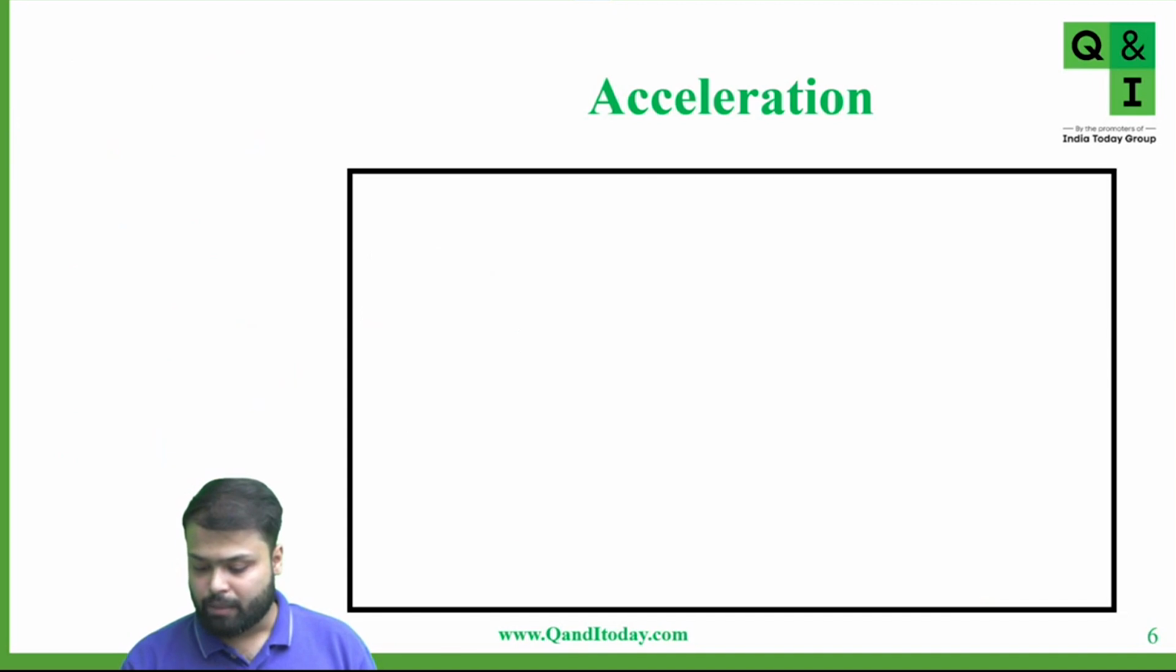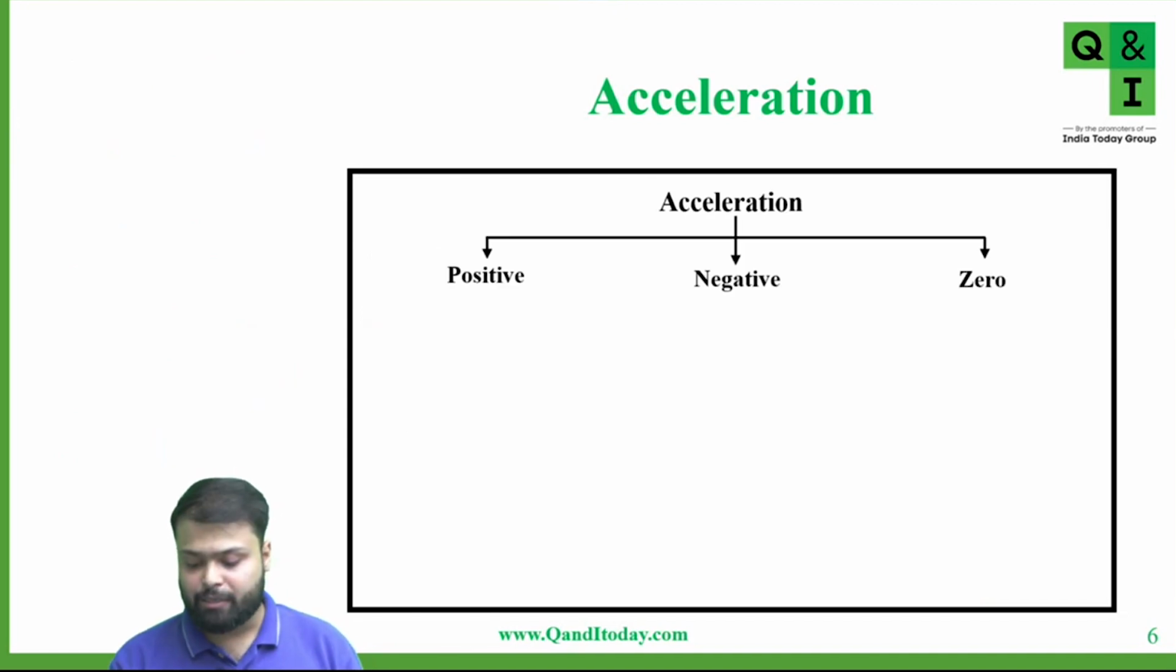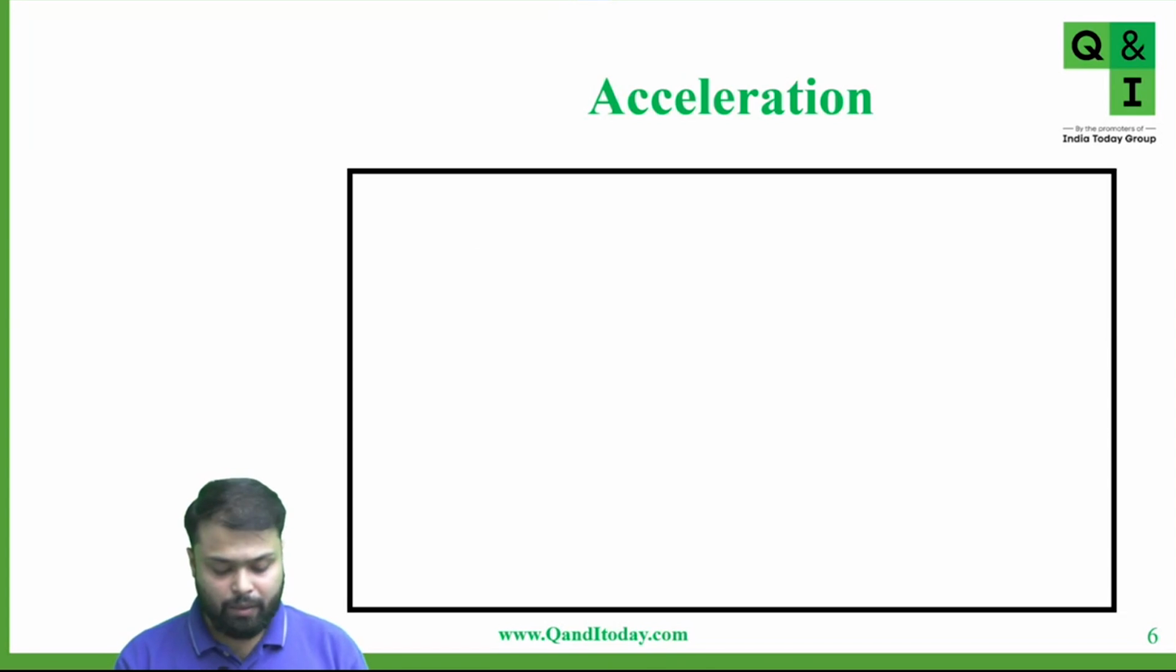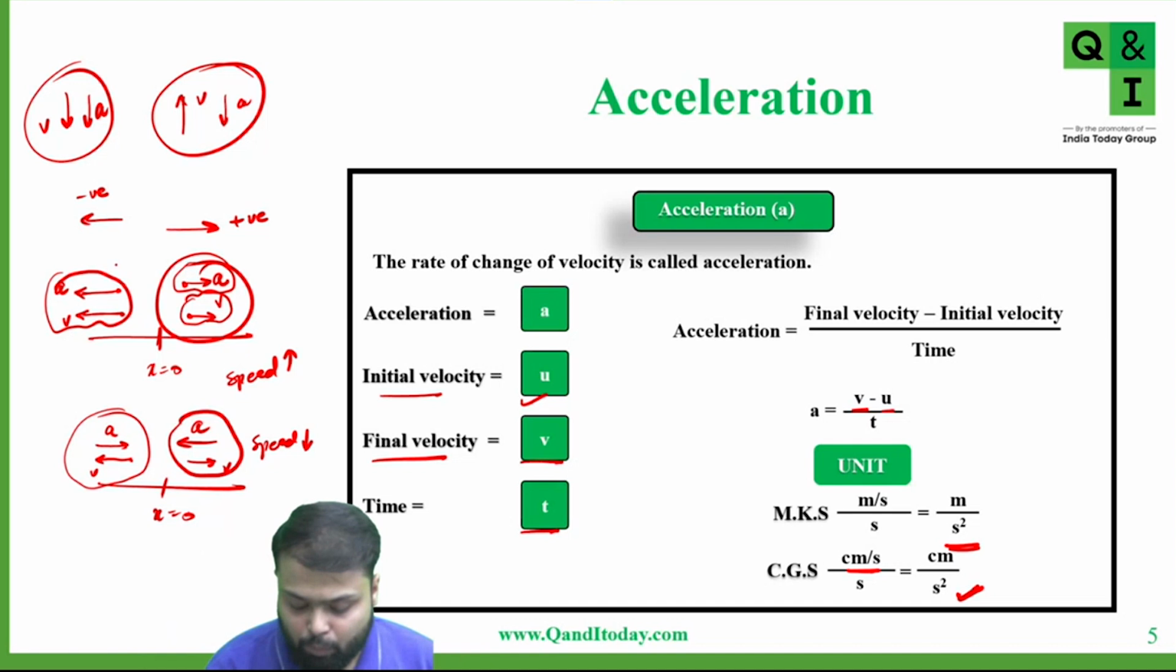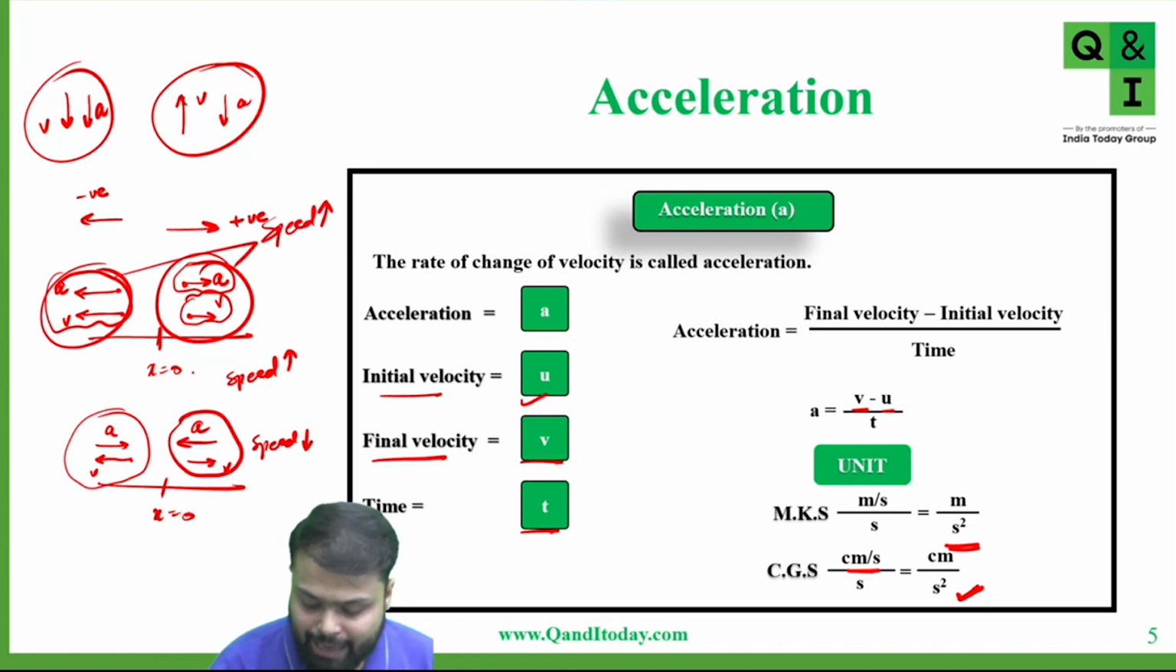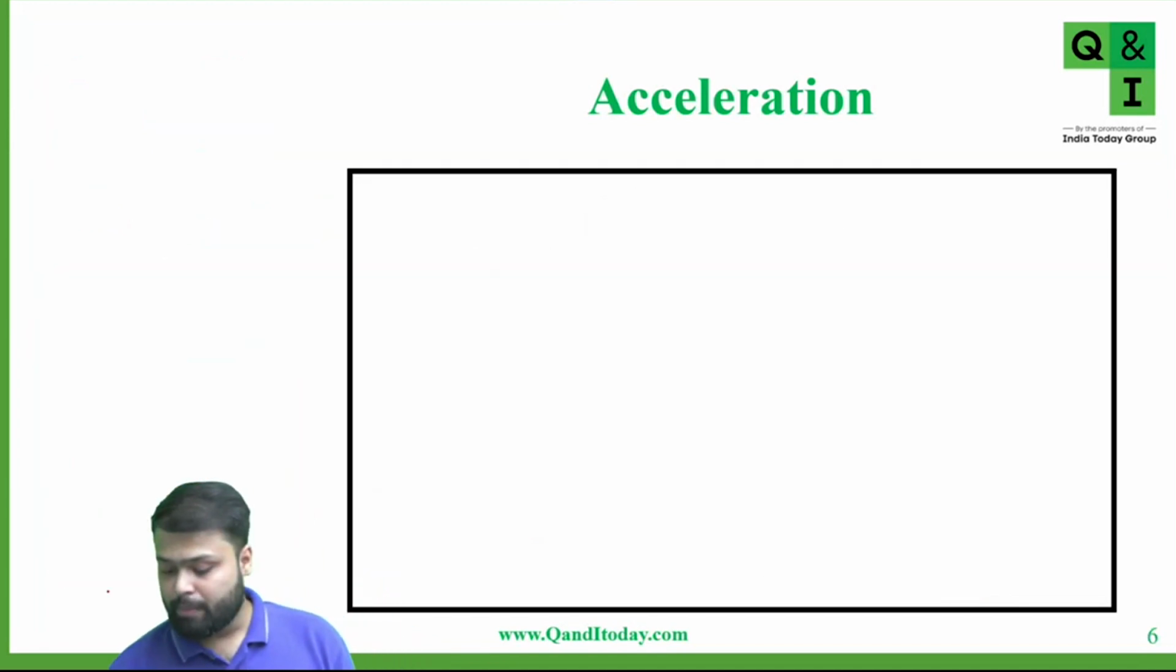Okay, very good. Now we will see types of acceleration. Basically there are three types of acceleration: positive, negative, and zero. Here I told you that if acceleration is supporting the motion, in this case speed will increase, and if acceleration is opposing the motion, in this case speed will decrease. Okay, so remember this point.